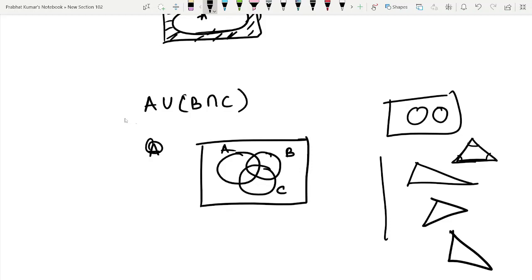First you see that there is B intersection C. B intersection C is this part, right? And this part is being unioned with A, so this part and this part, right? So basically this whole blue part is what we are looking at here for the geometry. So this is basically A union B intersection C, right?